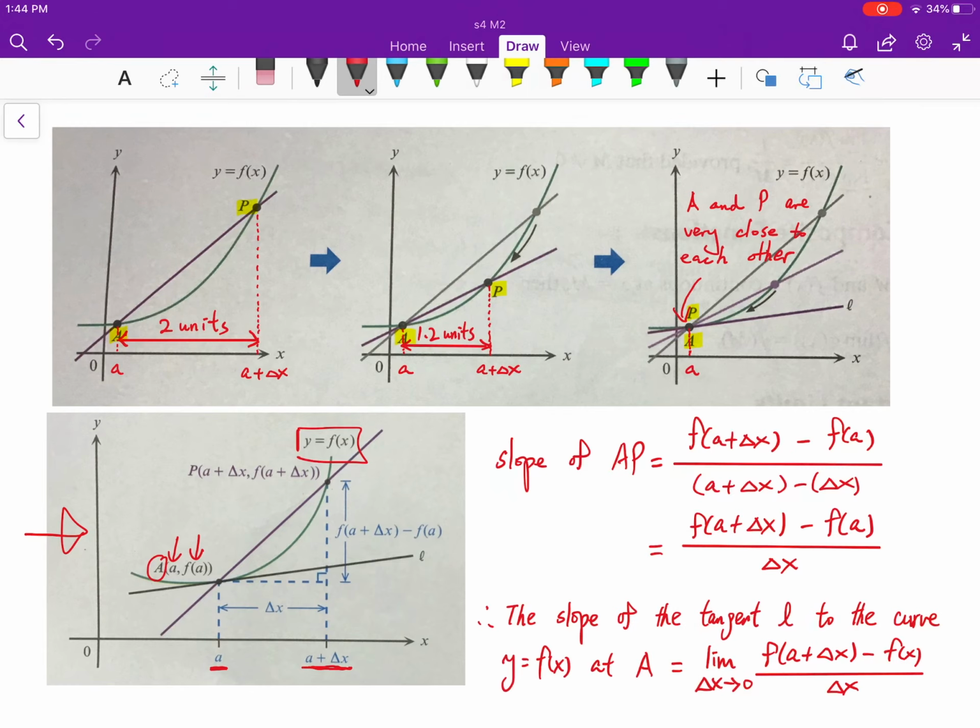And if this is a plus delta x, delta x is just a number, you can imagine. We use delta x because it is the change of x. Similarly, we get a plus delta x here, and f(a plus delta x) as the y. So we get the slope of AP, which is the difference of the y values over the difference of the x values, and as a result we get this.